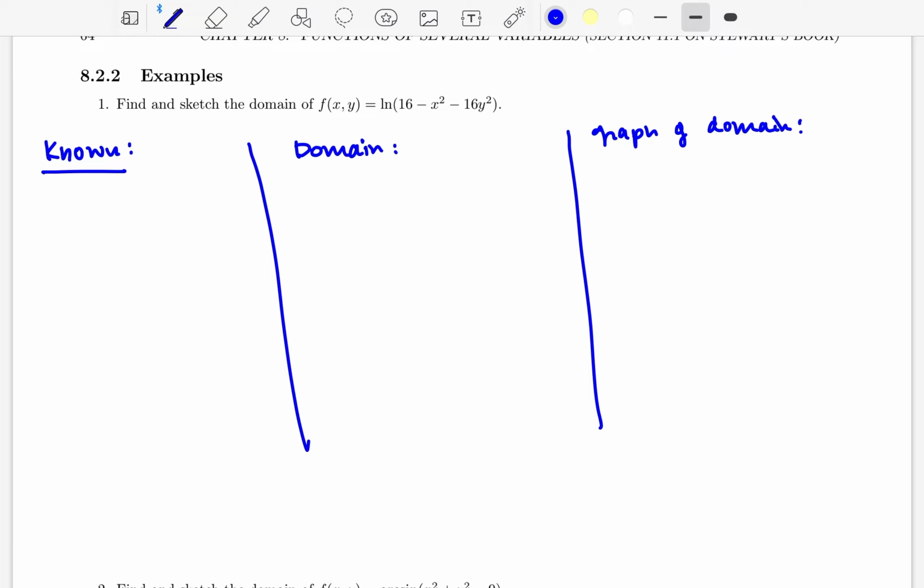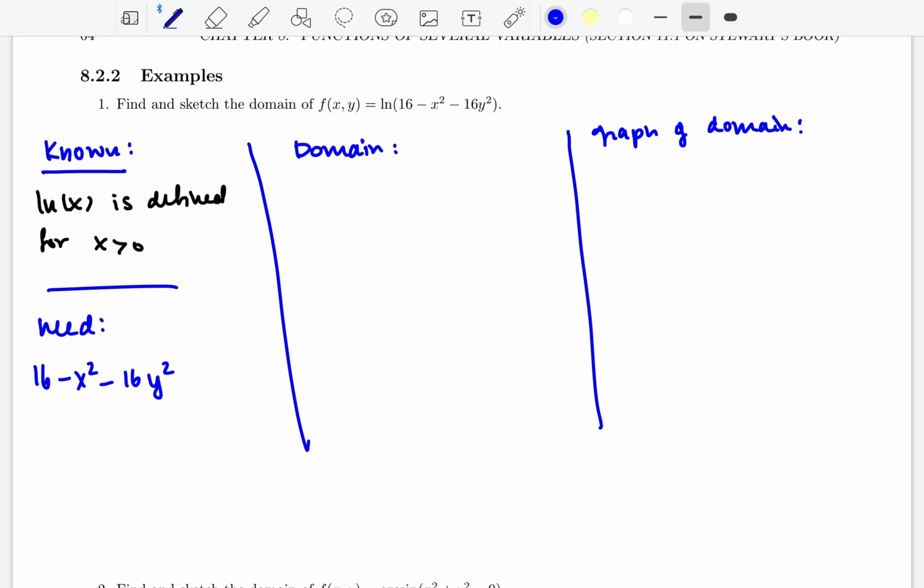So what do we know? Well, we know that whatever is inside the natural log has to be larger than 0. Let me just remind you what we just did. Natural log of x is defined for x larger than 0. What does that mean in our case? It means that we need whatever is inside the natural log, which in this case is 16 minus x squared minus 16y squared, to be larger than 0. That's what we need, okay?